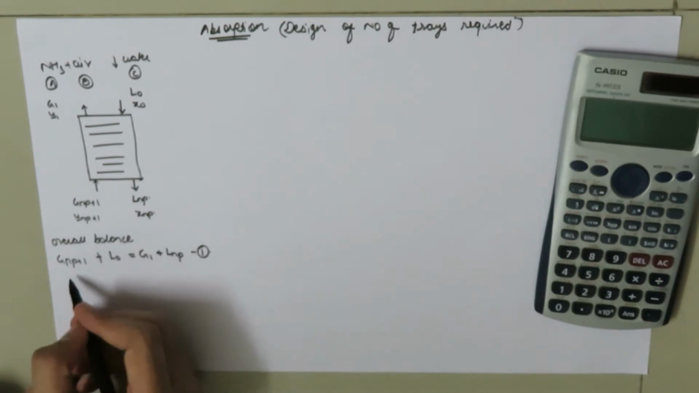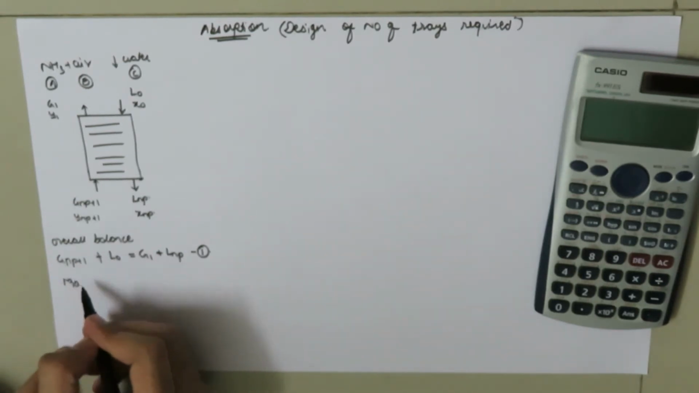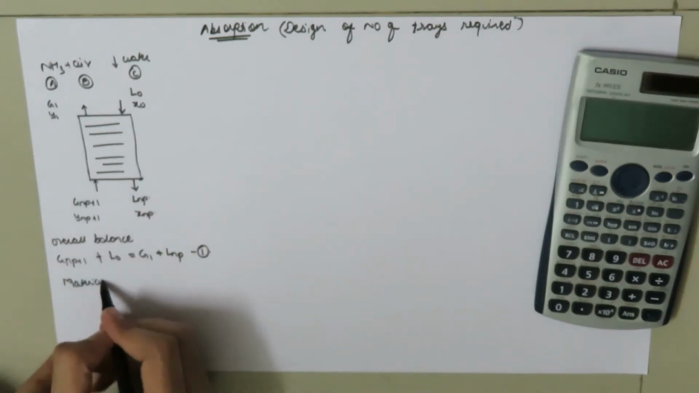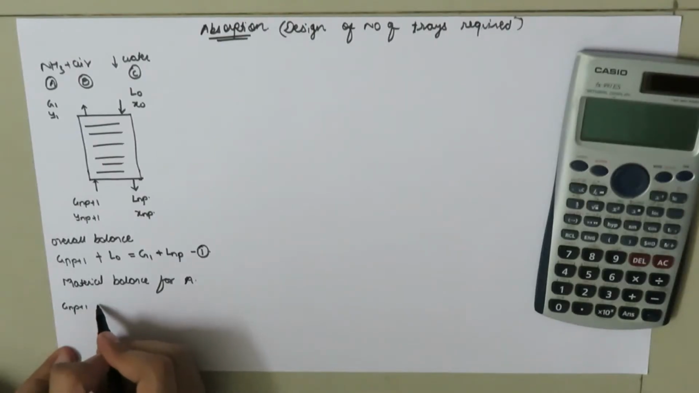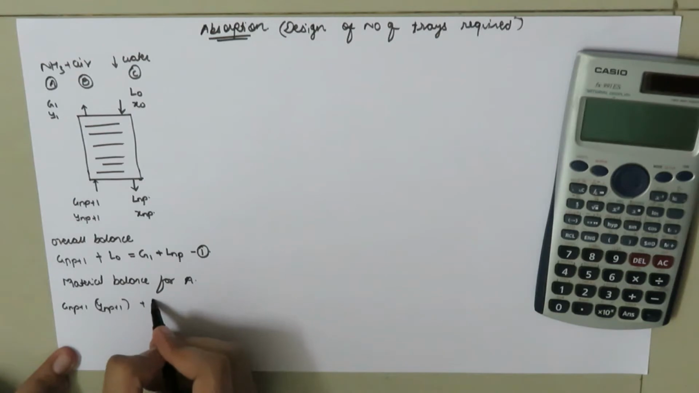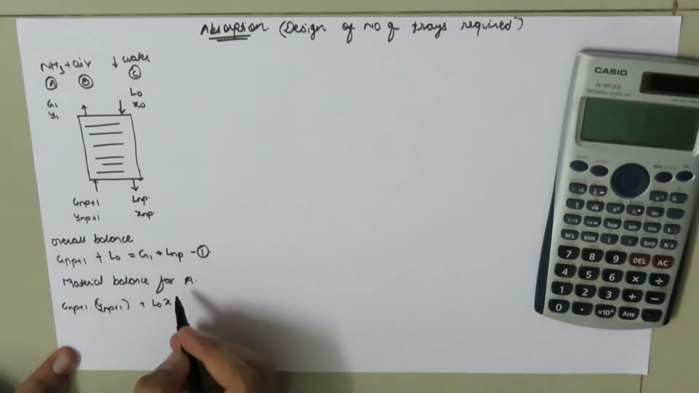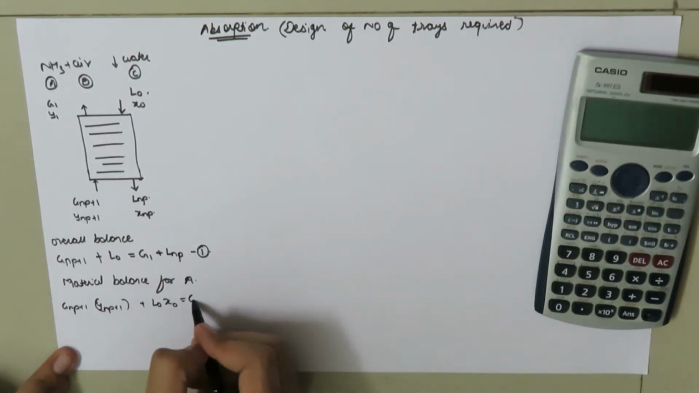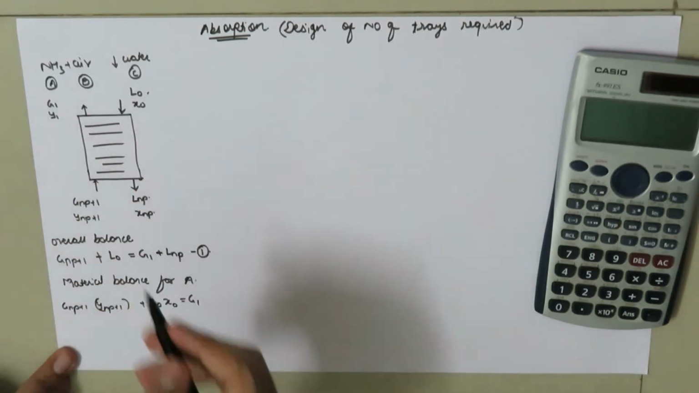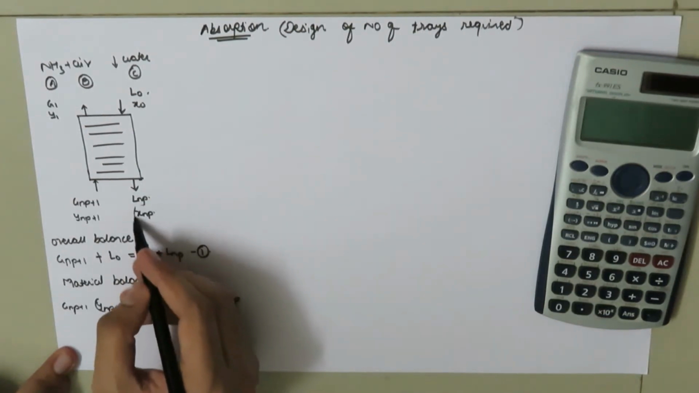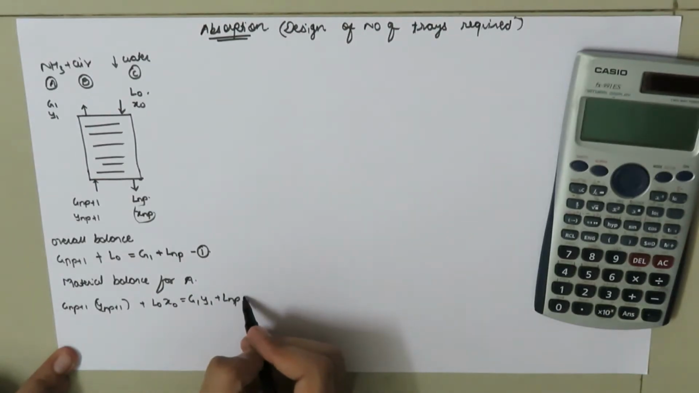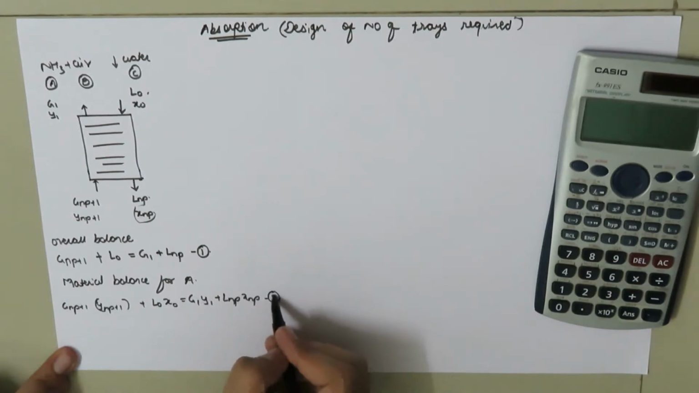And if you take the material balance for ammonia, let's consider ammonia as component A. So the material balance for component A gives G_{N_P+1} times Y_{N_P+1} plus L0 times the mole fraction of ammonia in this solution, X0, equal to G1 times the mole fraction of ammonia in this gas stream, Y1, plus L_{N_P} times the mole fraction of ammonia in the outlet solution, X_{N_P}. Let's call this equation number 2.